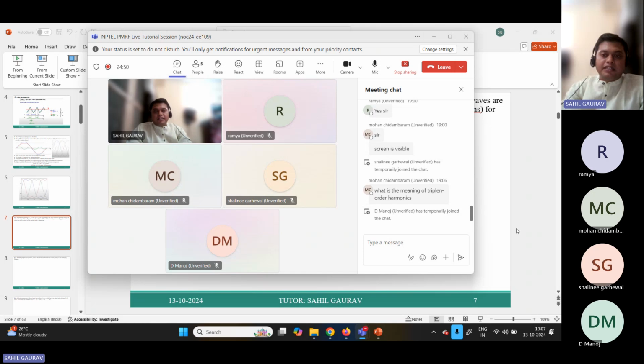Triplen harmonics means multiplication of 3 with the fundamental term. We have a fundamental frequency of 50 Hz, so if you multiply by 3, then 9, 12 and so on. So it is 3 omega t.